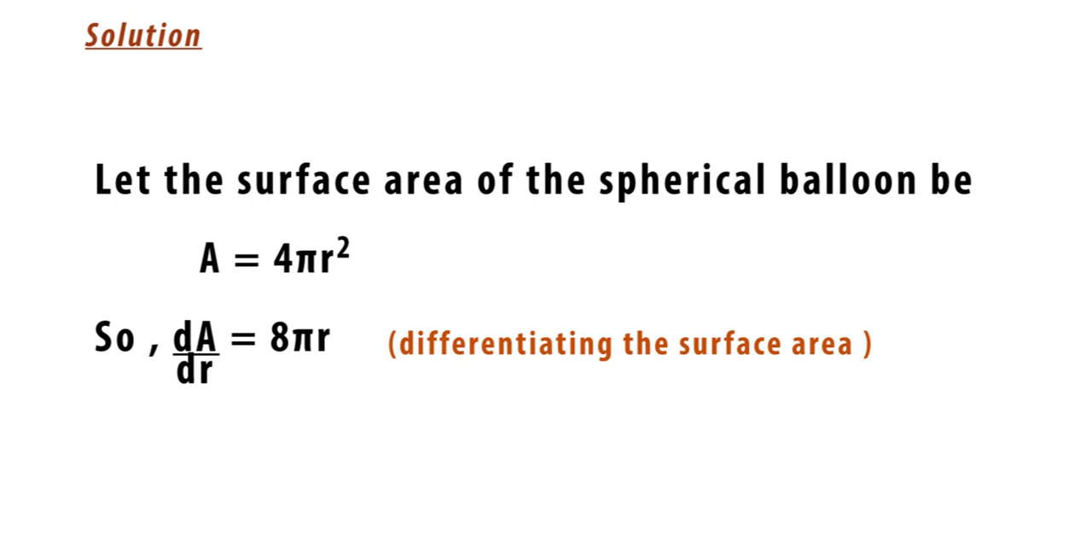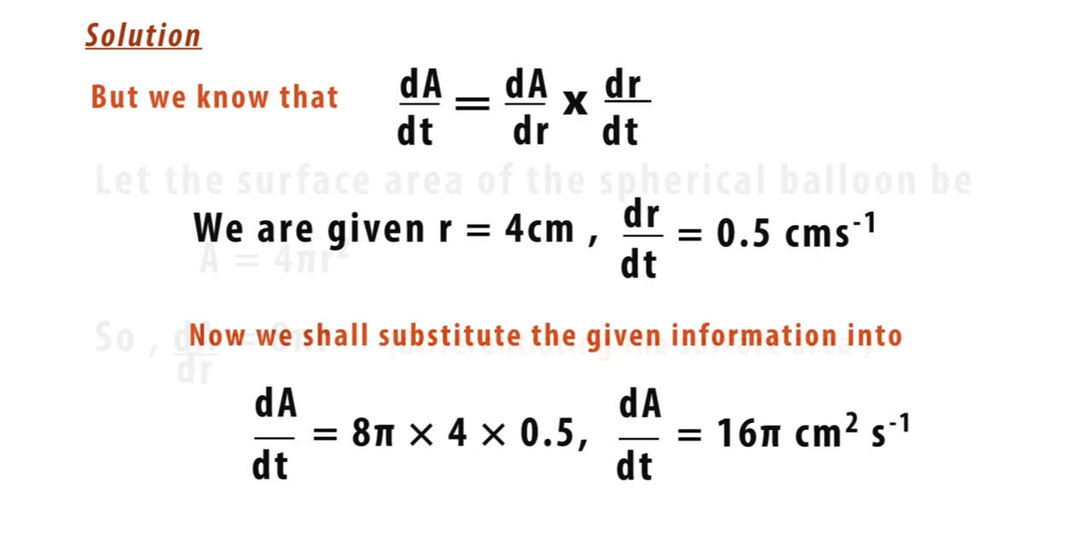That means dA/dr is equal to 8 pi r. Now differentiating the surface area has given us 8 pi r. But we know that dA/dt is equal to dA/dr multiplied by dr/dt. That is from the chain rule. We have been given r. The value of r is 4 centimeters. And we have also been given dr/dt, which is 0.5 centimeters per second.